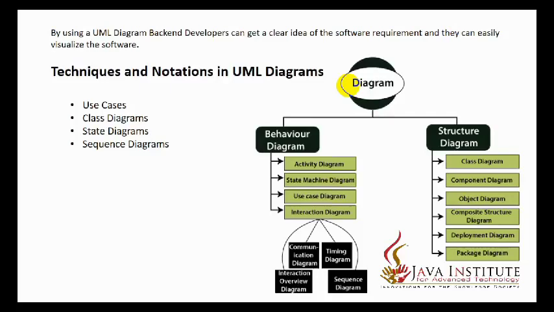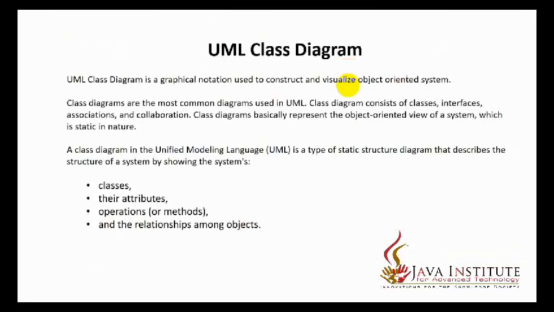the other diagrams. So, the UML class diagram is a graphical notation which is used to construct and visualize object-oriented systems. It means class diagrams are the most common diagram used in UML. Class diagrams consist of classes, interfaces, associations, and collaboration. Later I will explain what those things are. A class diagram basically represents the object-oriented view of the system, which is static in nature.